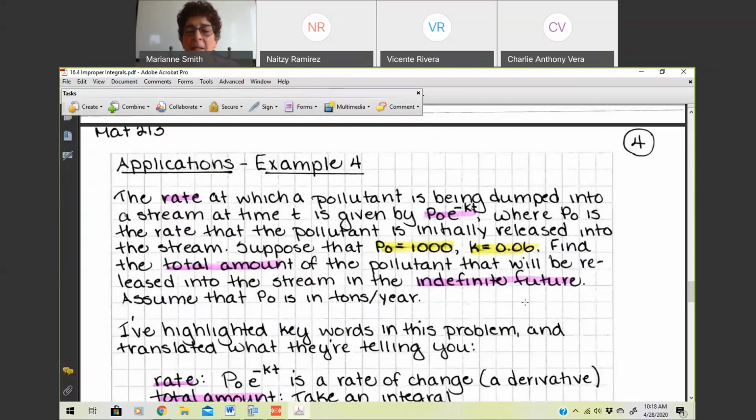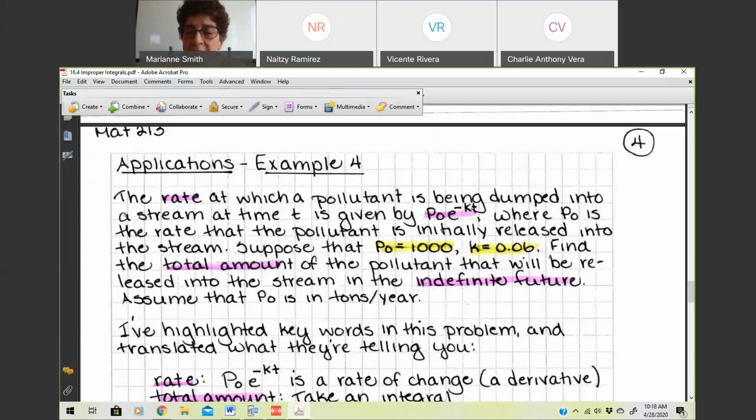So I've highlighted the keywords so you can understand what you need to do. This is telling you you're given a rate to start with. That means you've got a derivative and you want to find a total amount, so you need to integrate. And I want to know how much of the pollutant will be released into the stream in the indefinite future.